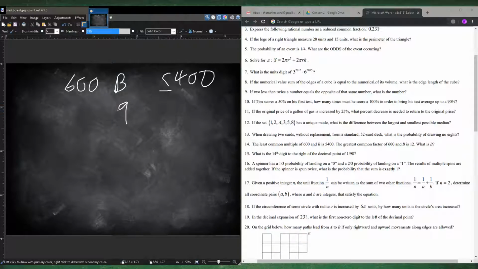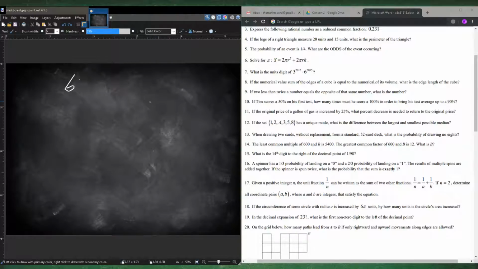So b should include a 9 times some kind of 600-ish. And the greatest common factor of 600 and b is 12. What is b? Okay, actually ignore this.